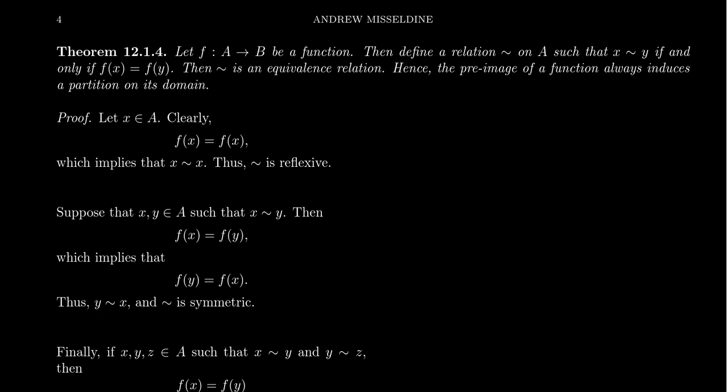All right, now let's show that it's symmetric. So take two elements in the domain, x and y, and suppose that x is related to y. By definition, if x is related to y, that means the image of x under f is equal to f of y, the image of y here. But this is an equality of elements here. If f of x equals f of y, that means f of y equals f of x, and therefore y is related to x. This shows that this is a symmetric relation.